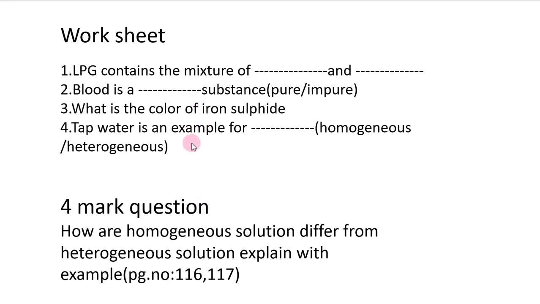See the second question: blood is a dash substance. Is blood pure or impure? Find out the answer. And what is the color of iron sulfate? From that picture, you should find out the answer and write it down here. And the fourth question: tap water is an example for dash. Is it homogeneous or heterogeneous? Then see this 4 mark question.